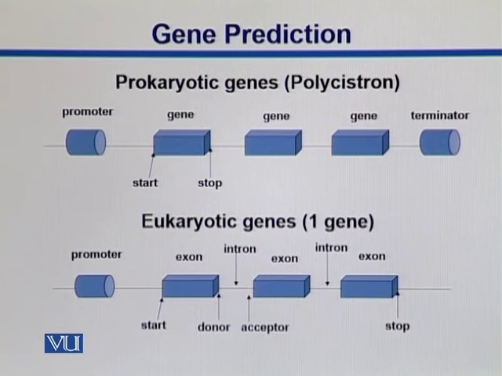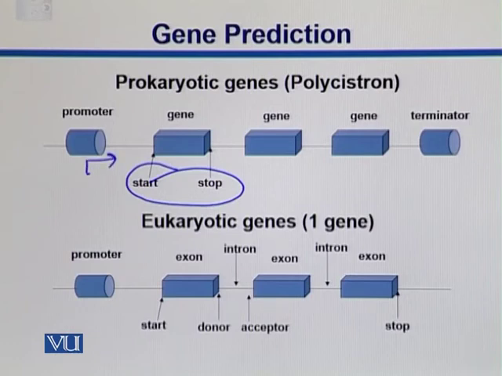This is how it looks in prokaryotes. We have genes which are transcribed from the same promoter, and for every gene within that we can get a start and a stop codon. But these genes are transcribed from the same promoter.